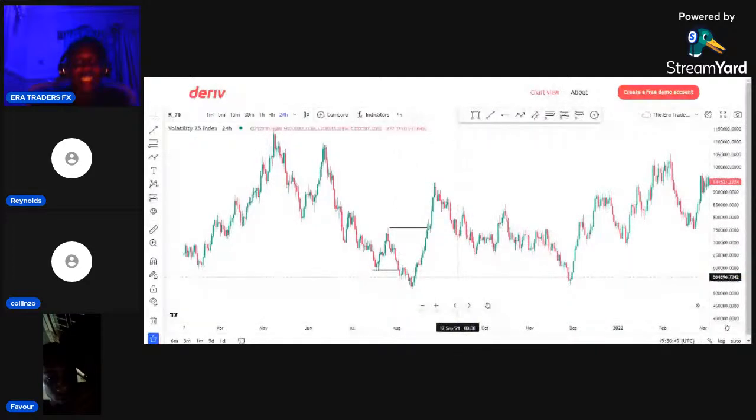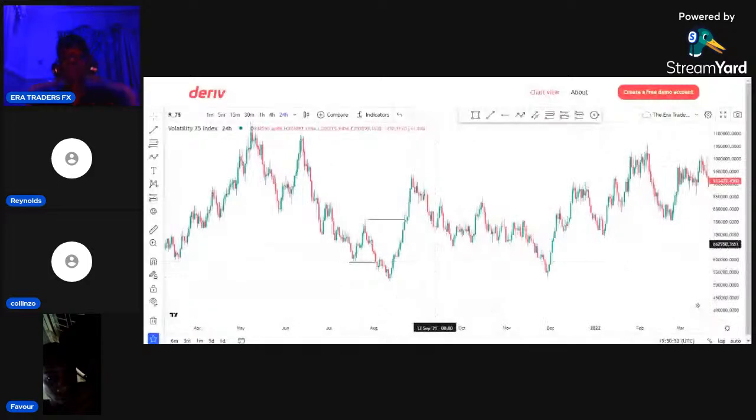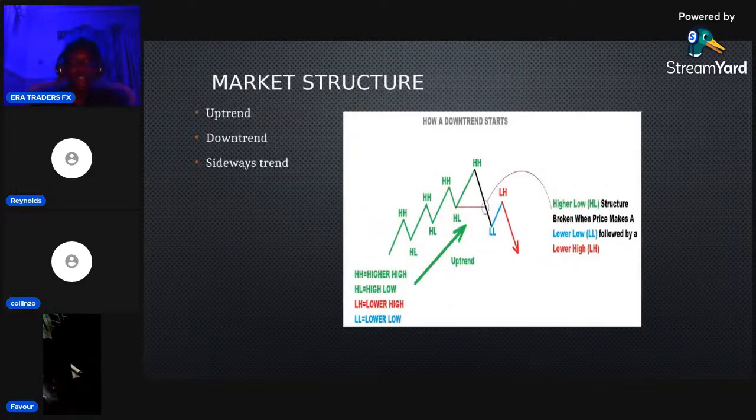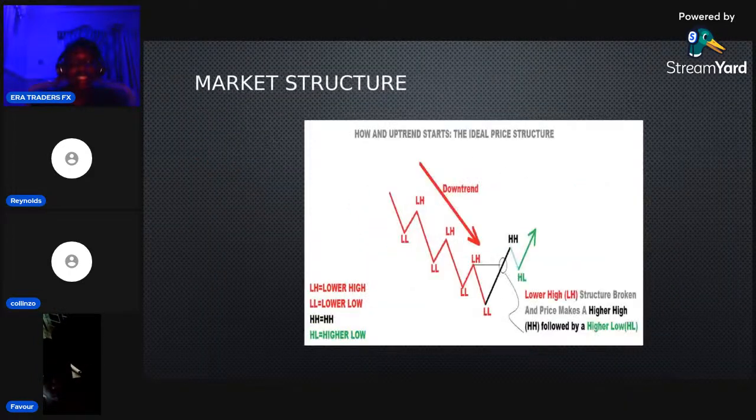Because if the market is coming down, it should keep on taking out the lows, like we saw from this slide. If the market is on a downtrend, the market should be taking out low after low. But if the market is now taking out the highs, that means the market is now on an uptrend.